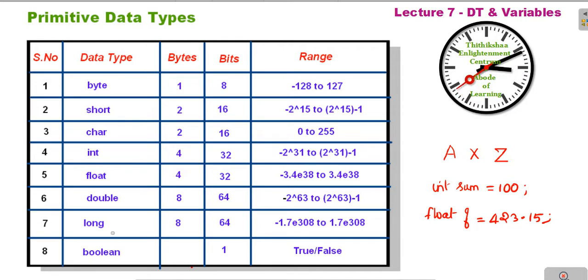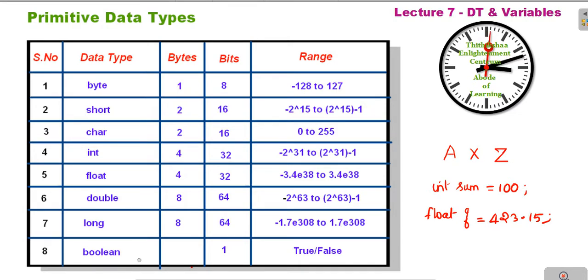Next one is long. Long also takes 8 bytes, so it is equivalent to 64 bits. So the range is given to be minus 1.7 e to the power of 308 to 1.7 e to the power of 308. So these are the minimum values, and these are the maximum range.